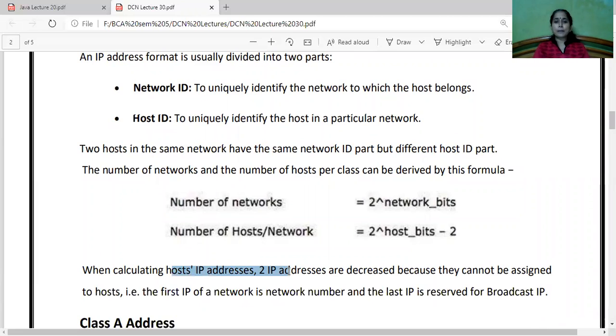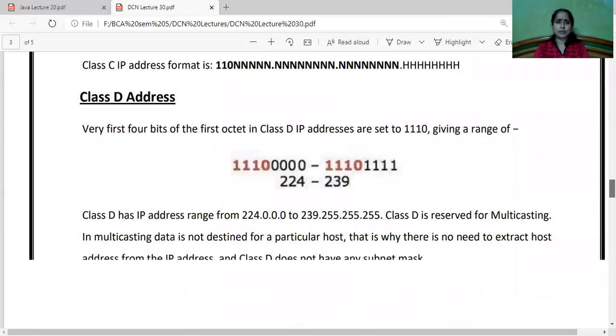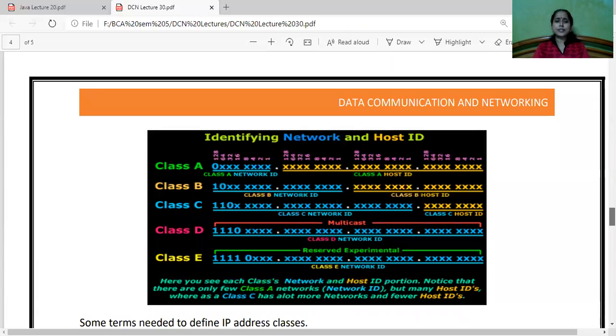When calculating host IP address, 2 IP addresses are decreased because they cannot be assigned to host. That is, first IP of a network is a network number, and the last IP is reserved for broadcast IP. तो ये also we'll discuss individually. Abhi, without going into detailing of ABCD classes, as you can see, I'd like to show you this figure. ये summary है of different address classing scheme that we are using. You can see address class A अगर हम use करेंगे तो इसमें how many network ID? One first byte is a network ID byte and 3 bytes are of host ID.